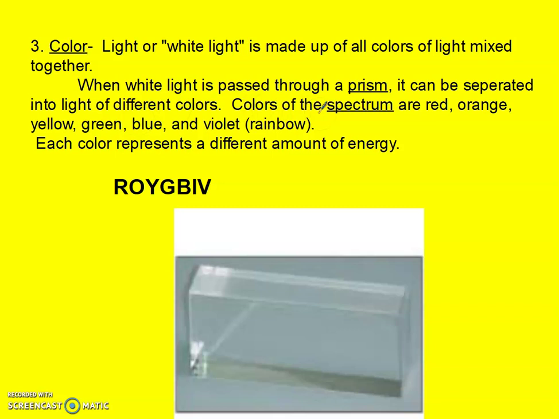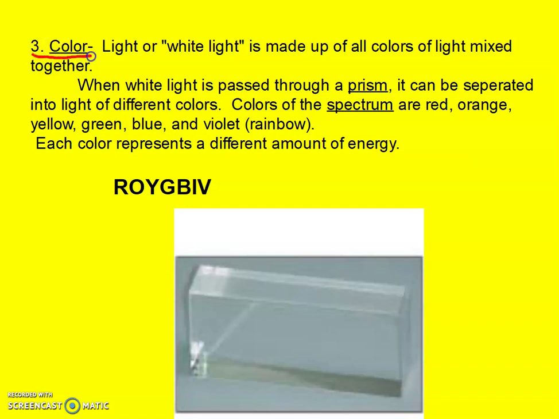Next, the third property is color. White light is made up of all the colors mixed together, and you saw that when we looked through the prism. When white light is passed through a prism, it can be separated into light of different colors. Colors of the spectrum are red, orange, yellow, green, blue, and violet, the rainbow. Each color represents a different amount of energy, and the energy bends through the spectrum at different angles. That's why the white light is separated out.